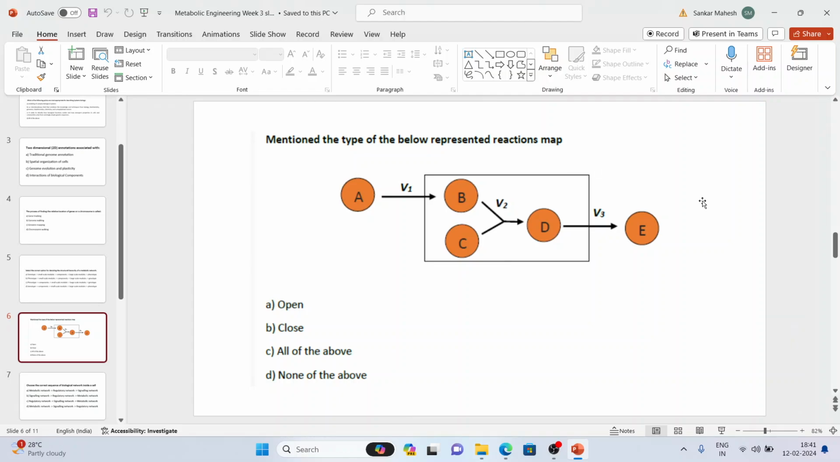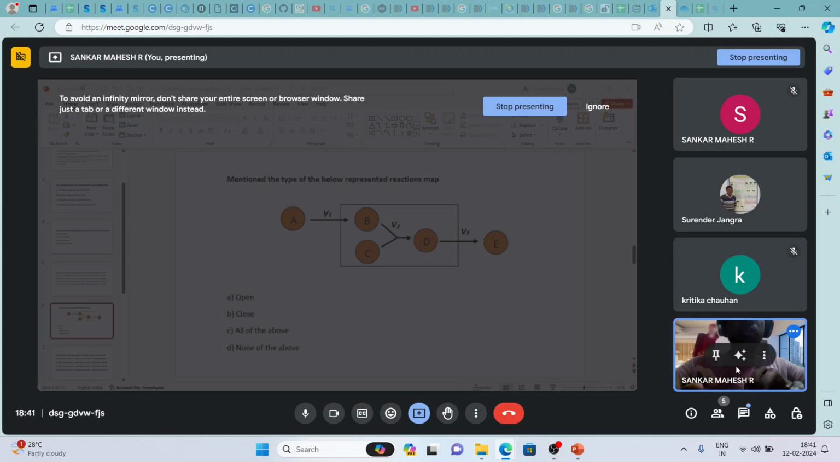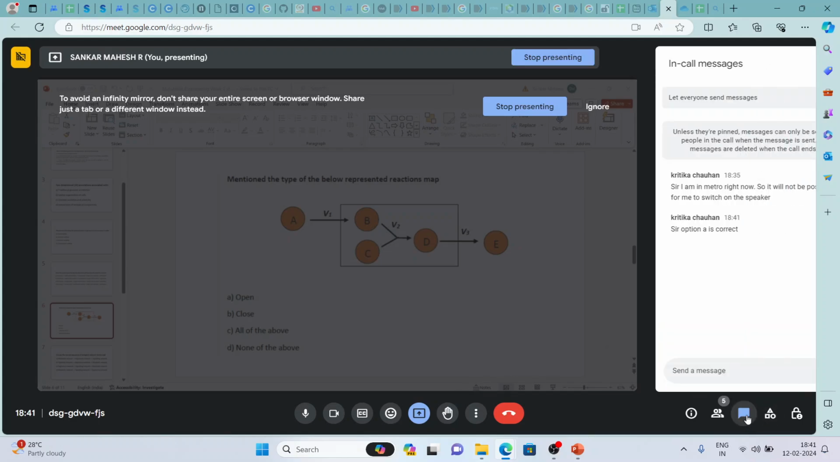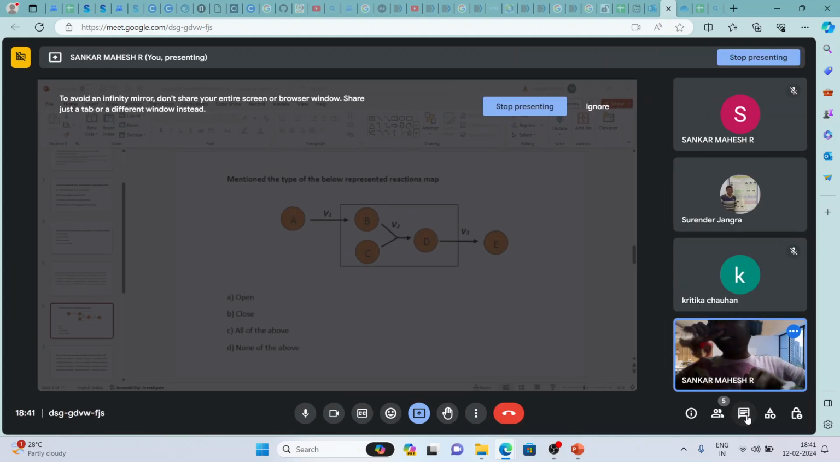The next question is: mention the type of the below represented reactions map. Options are open, close, all of the above, and none of the above. Kritika, we'll just discuss why option A is correct.